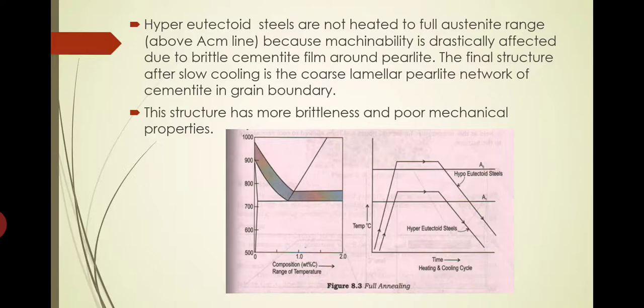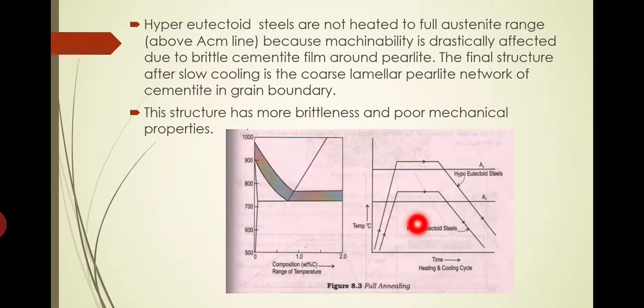So always the final structure will have cementite in the grain boundary. So it will be much harder compared to the other ones. Okay. This structure has more brittleness and poor mechanical properties. Once cementite is there in the grain boundary, cracks will easily propagate through this cementite structure. So the mechanical property will be poor, and the steel will become more brittle. Okay, so this is not a desirable property.